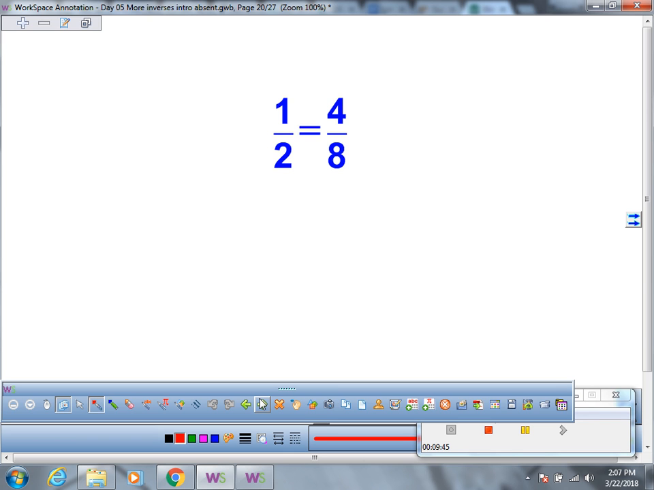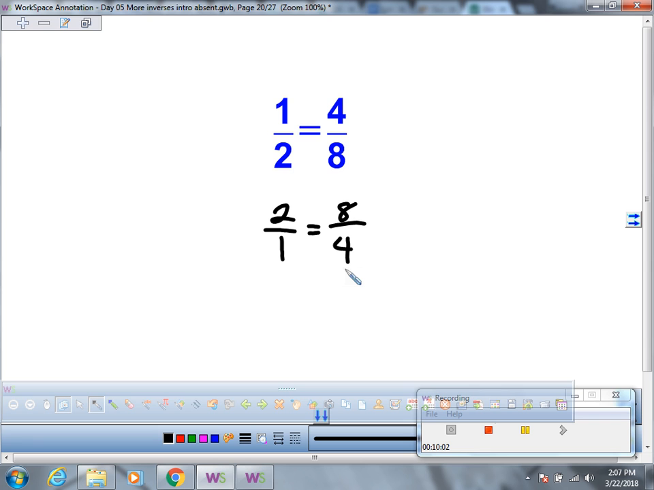Okay? Is 1/2 equal to 4/8? What if I took the inverse? If I take the inverse of 1/2, then what's the inverse of 4/8, which is 8/4? Is it still true? So as long as I take the inverse of one side, I have to take the inverse of the other side and it's still equal. That's another strategy you can use.